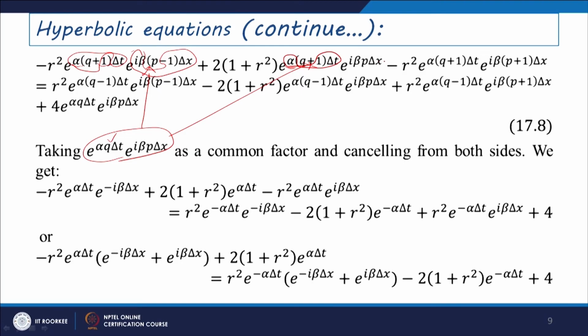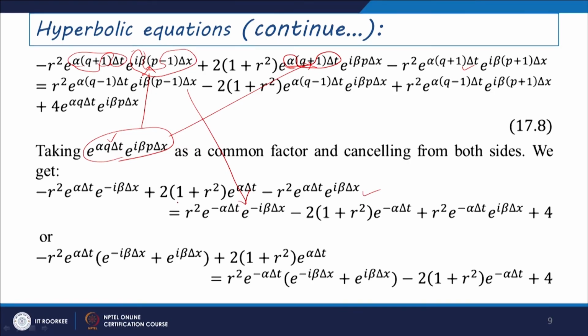and e to the power minus I beta delta x minus 2 into 1 plus r square e to the power, so minus r square e to the power alpha del t e to the power I beta delta x, if you see from this term here, and all other terms will follow in the same manner to get the compact form as we considered in the earlier example.